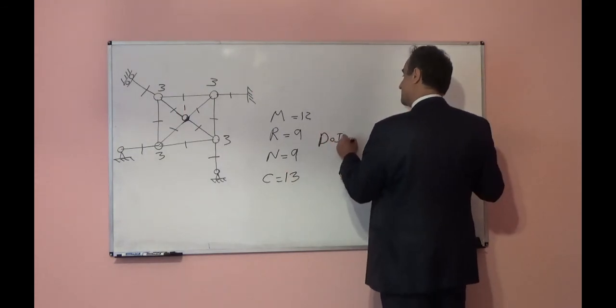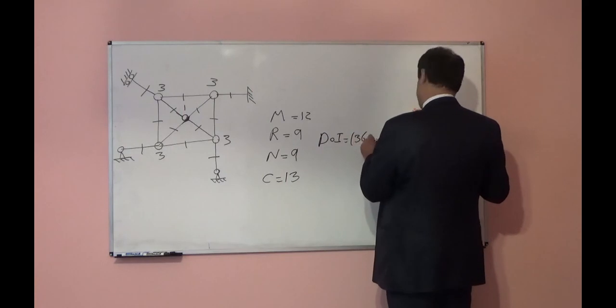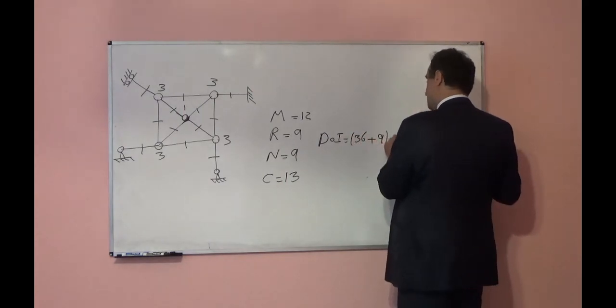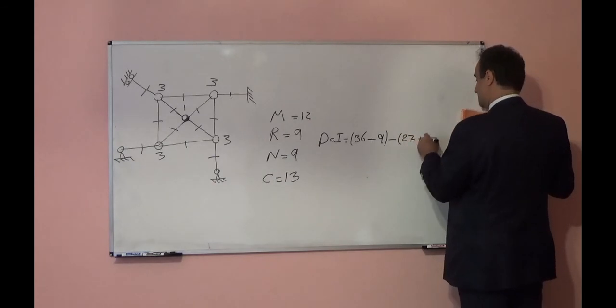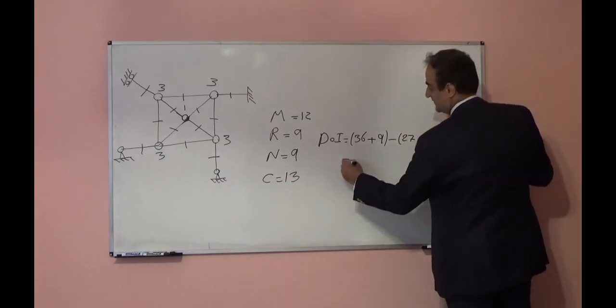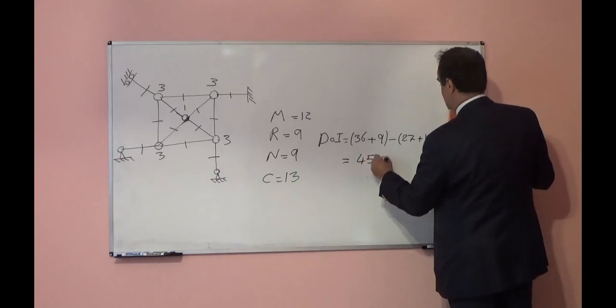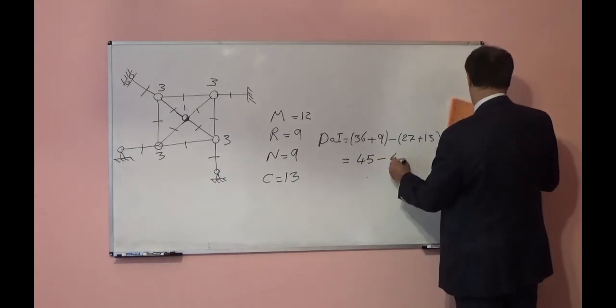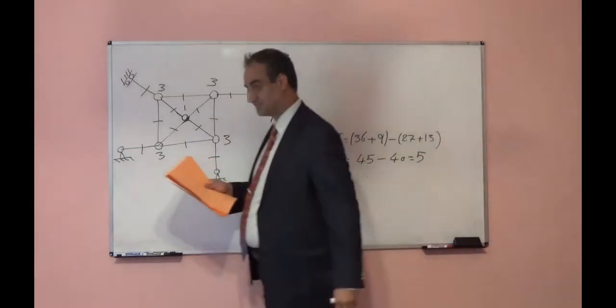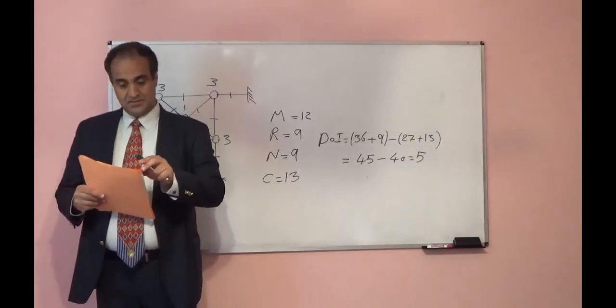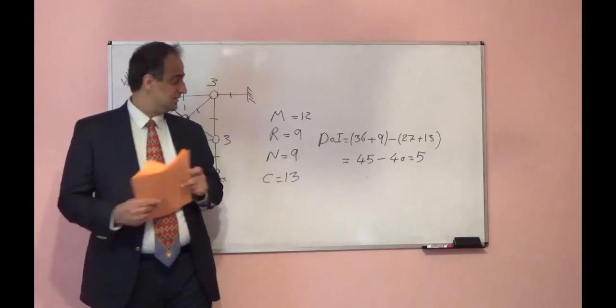So here, 36 plus 9 minus 27 plus 13. This will be 45 minus 40, it will be 5. Next one.